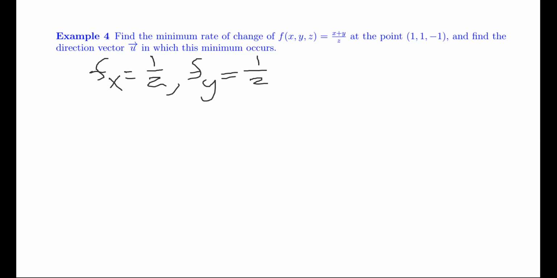And then the partial with respect to z is negative of x plus y times z to the negative 2.